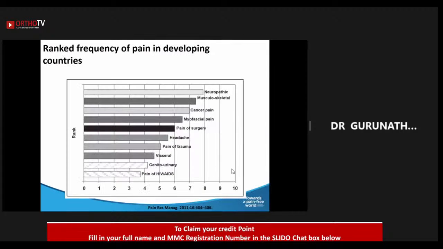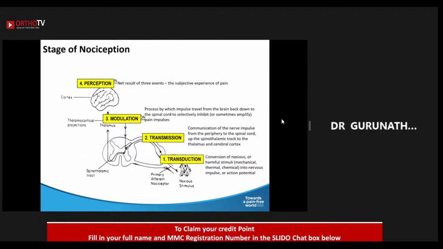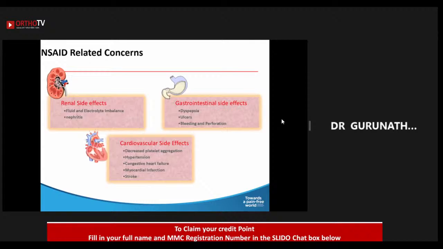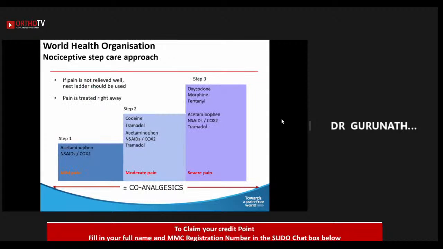These are the various frequencies of pain in developing countries, and various causes. The prevalence of chronic pain in India, various causes. The maximum is chronic severe pain, that is, degenerative pain. These are the various classifications of pain depending on the source of the pain generator. According to the WHO, step 1, step 2, and step 3 drugs have to be used in various steps.